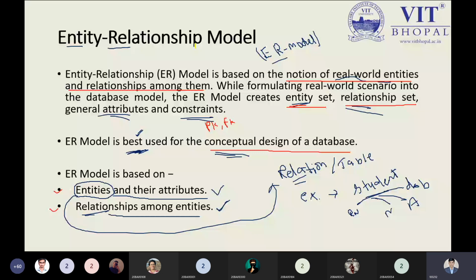Then the relationship between those entities. So a customer and account. What is the relationship between the customer and account? If these are the two entities, identified by two tables, what is the relationship between these two tables? That is identified by its type, that is one to one, one to many, many to one. From this point, we have to start the ER model.